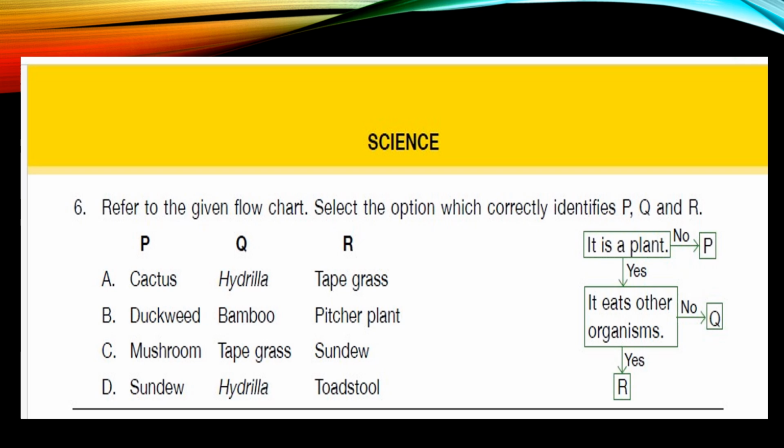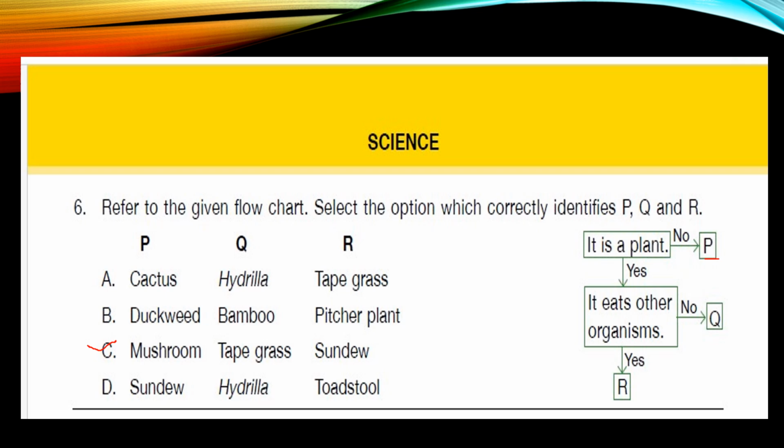Let's check the flowchart. First, is it a plant? No, that is P. If we check P: cactus, duckweed, mushroom and sundew. Here only option C is correct because mushroom is not a plant. It is a fungus. So now let's check option C. P is mushroom. And now for Q, is it a plant? Yes. Does it eat other organisms? No. That is Q. Yes, tape grass does not eat other organisms.